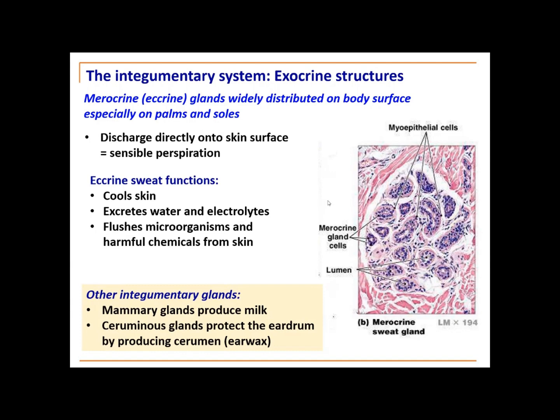Other integumentary glands: well, the mammary glands produce milk, and then you've got glands within the ear itself, near the eardrum. They produce earwax, so they help to protect the eardrum. Those glands release earwax, which then protects.